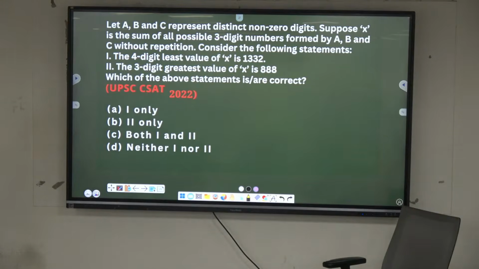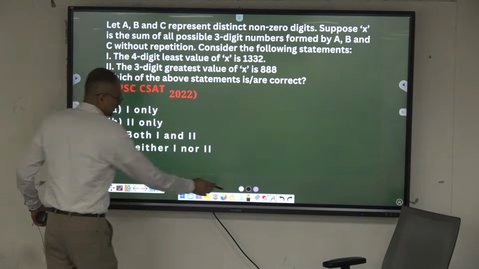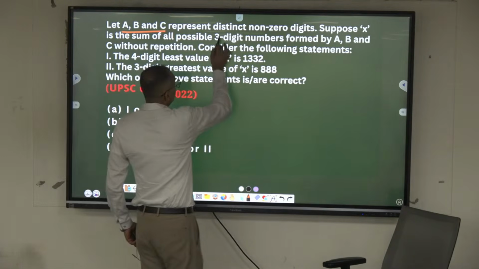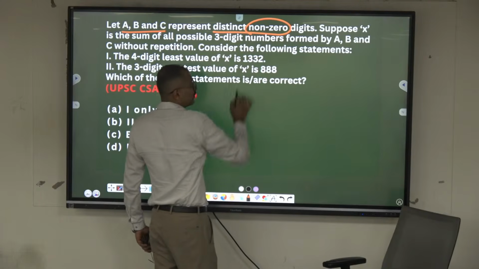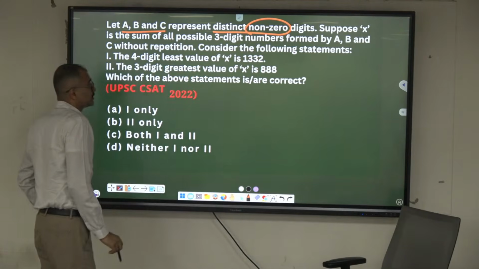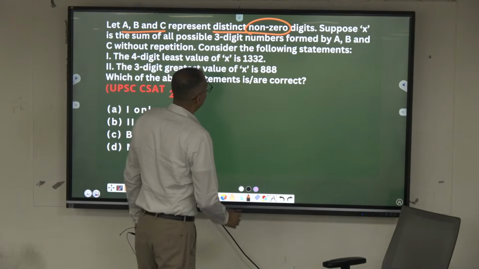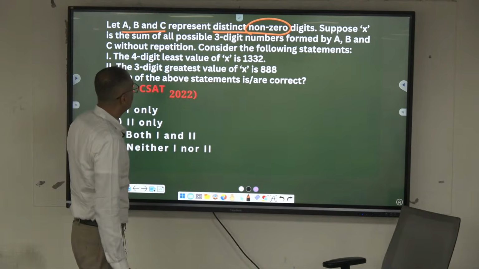All possible 3-digit numbers by ABC without repetition. Consider the following statement. Okay, go through the question properly. Let ABC represent distinct and also non-zero digits. They are different digits and also 0 is not there. Suppose x is the sum of all possible 3-digit numbers formed by A, B, C without any repetition.